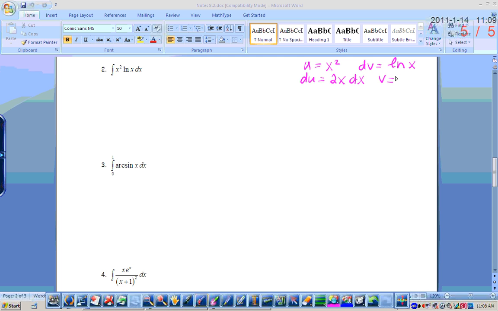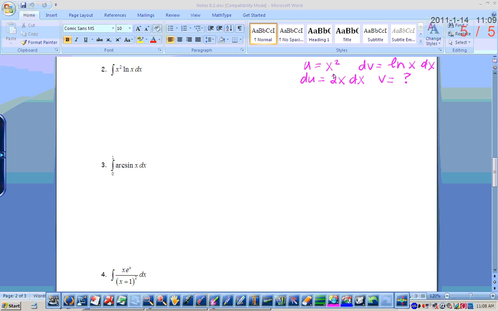Well, what's the integral of ln x? The derivative of ln x is 1 over x. Anybody know how to integrate the natural log of x? We've actually never integrated ln x. We do not know a function at this point whose derivative is ln x.